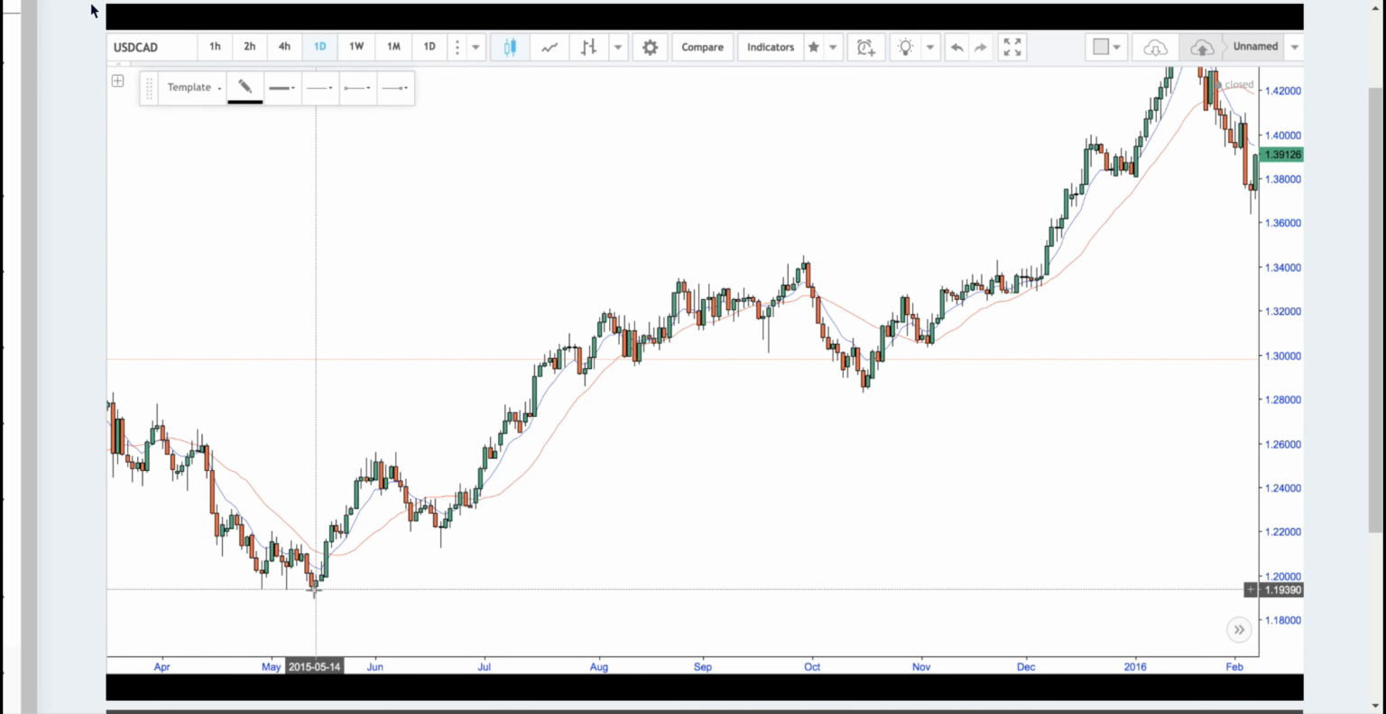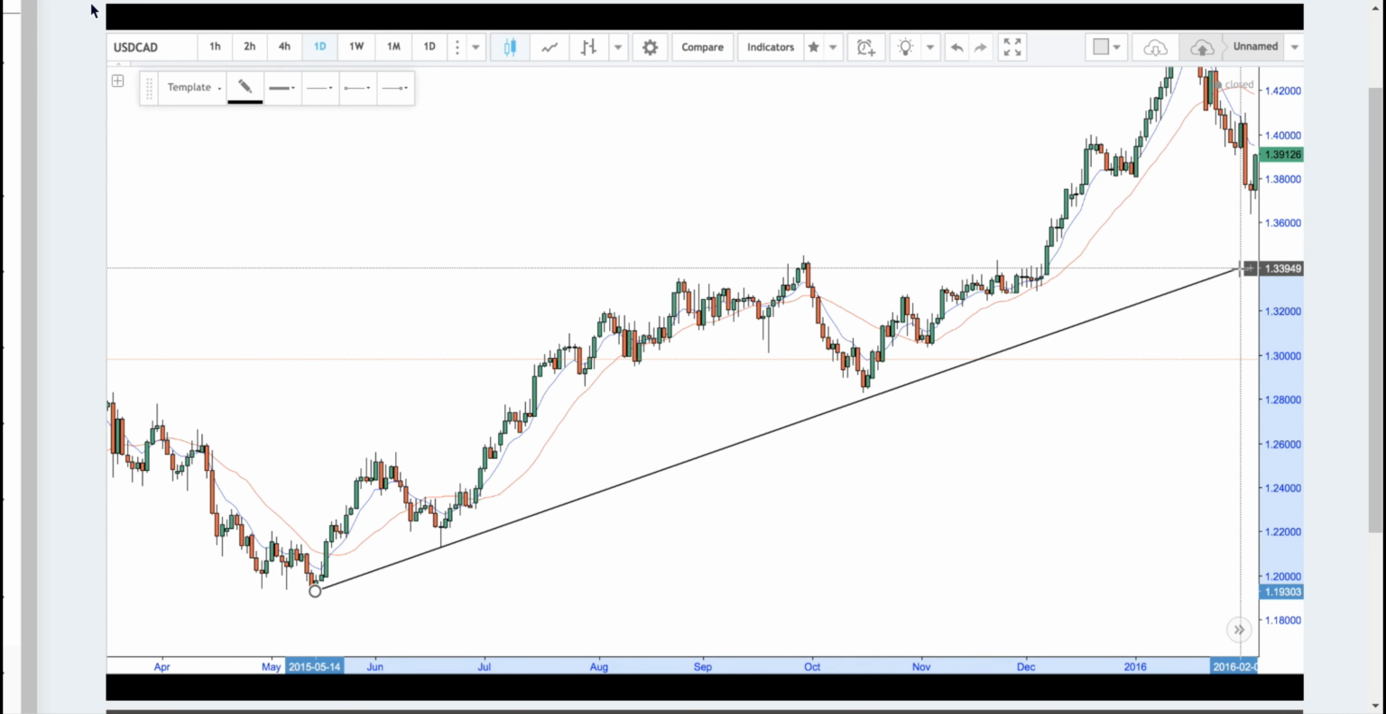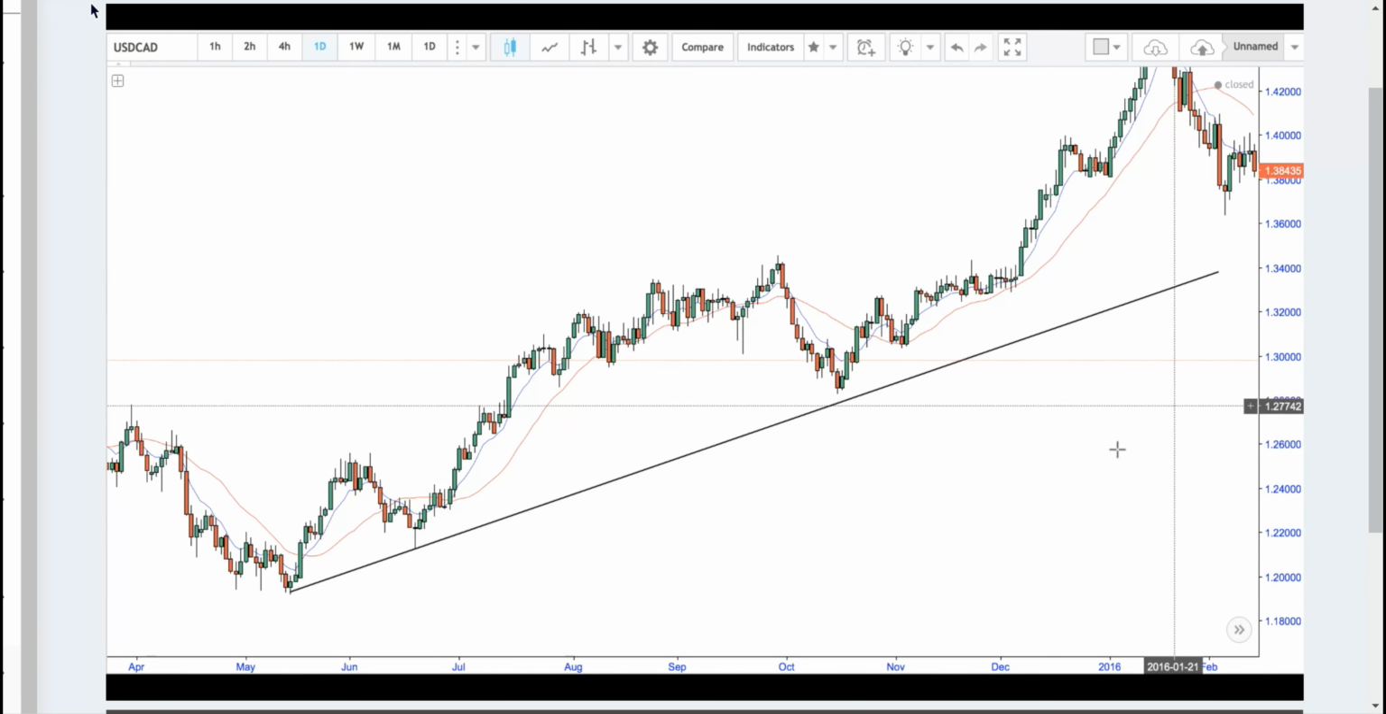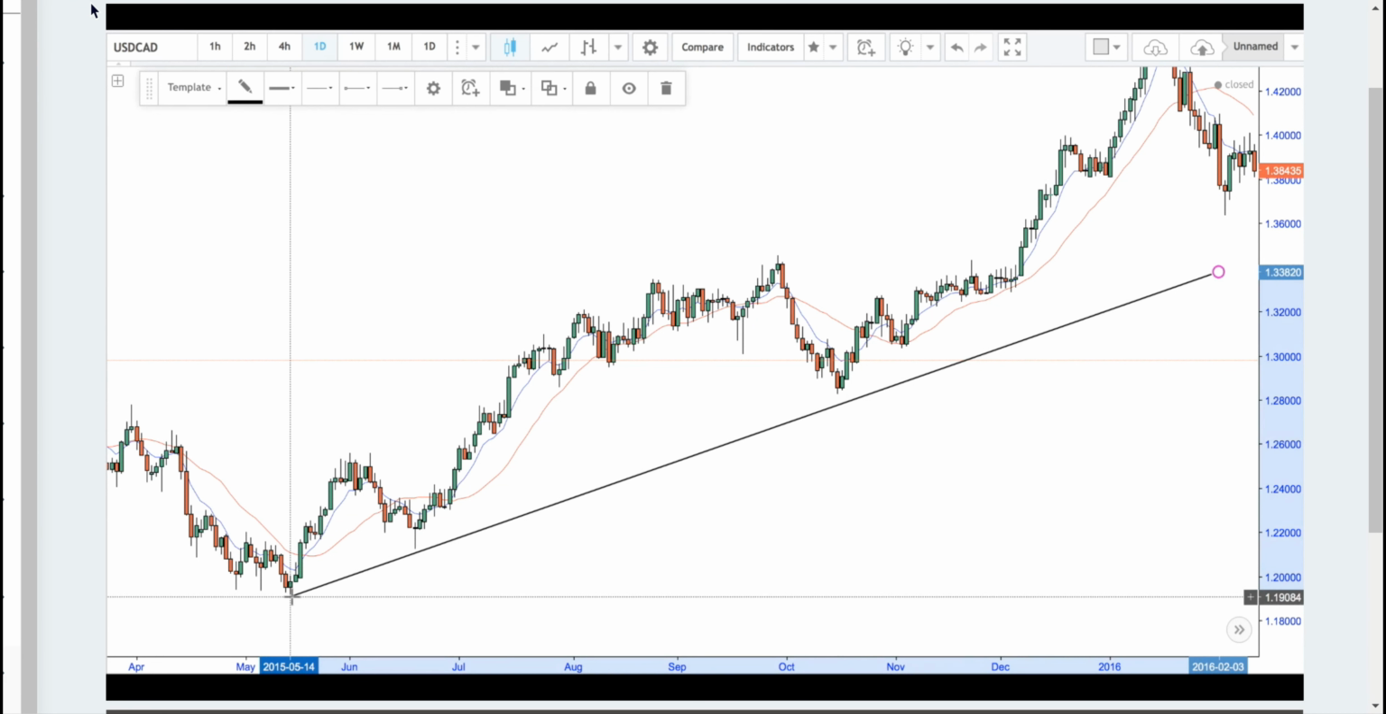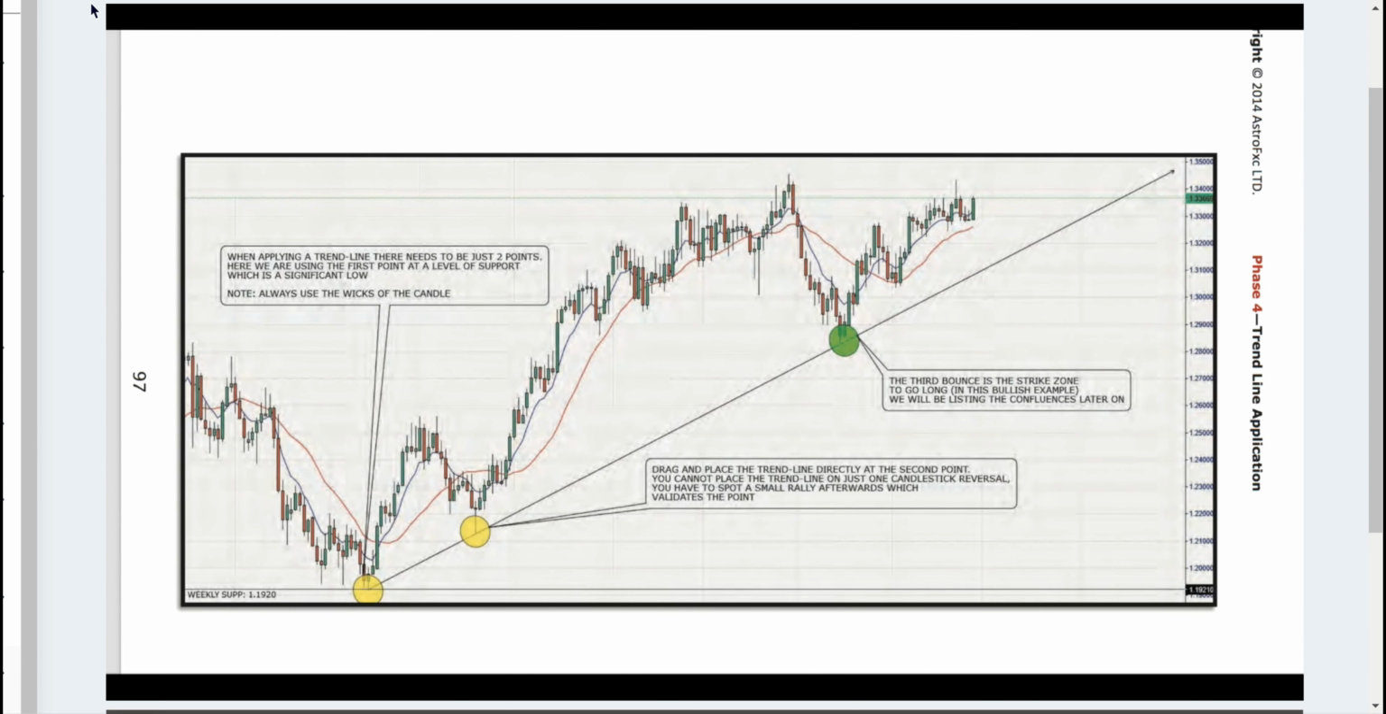So this is the actual trend line, which is in the book there on USD CAD. On point 1, just double check that. Yeah, so point 1 to point 2, and then we have point 3 as the third bounce. Getting into that in a minute. So obviously, you click the trend line, you drag and place the trend line directly at the second point. You cannot place a trend line on this point if there's just one candlestick there. We have to actually see there has been a leg, an uprise in this case.